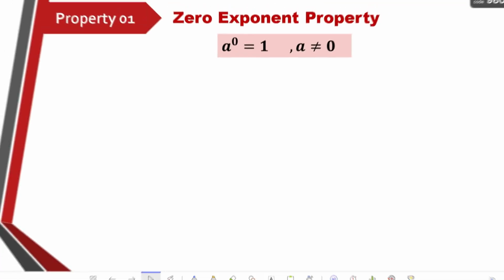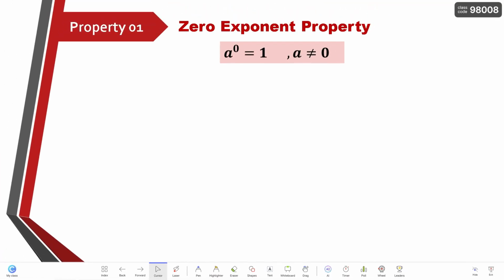So let's get started. The first property that we have right now is a to the power of 0 is equal to 1. So any number to the power of 0, except 0 itself, would be equal to 1, and we will discover this later, why anything raised to the power of 0 except 0 is equal to 1. But right now we need to understand this property.